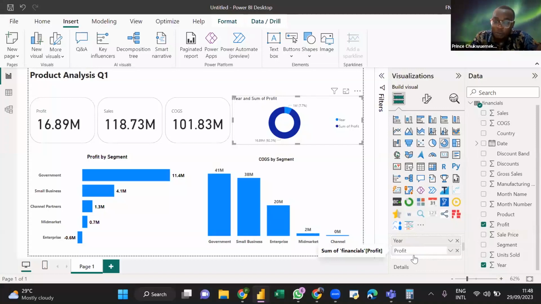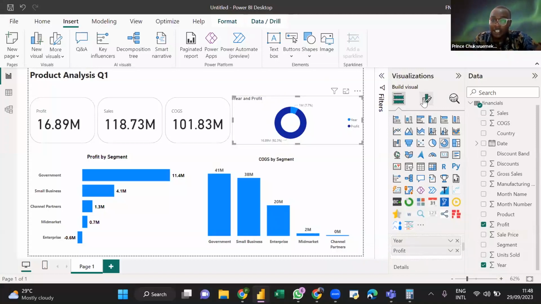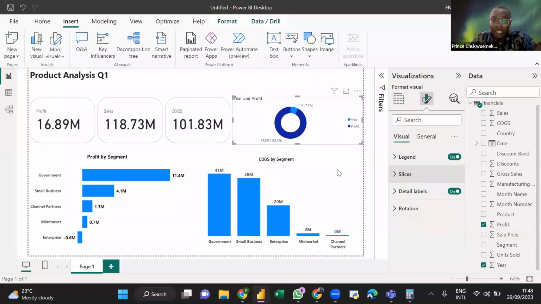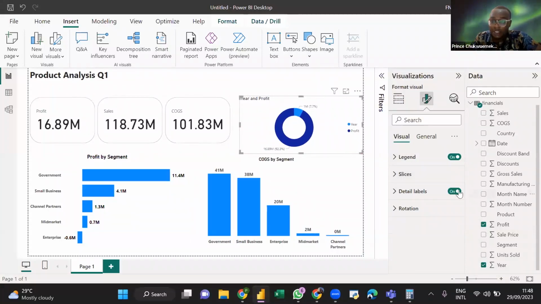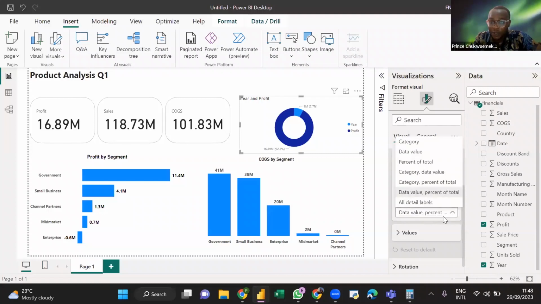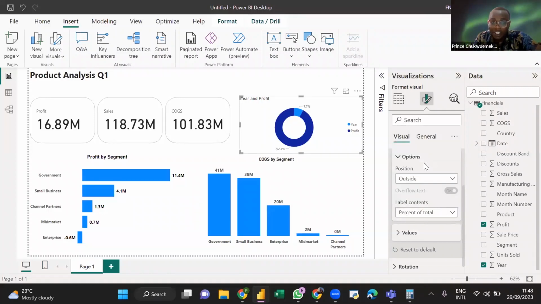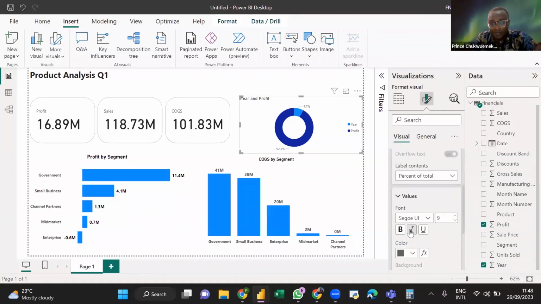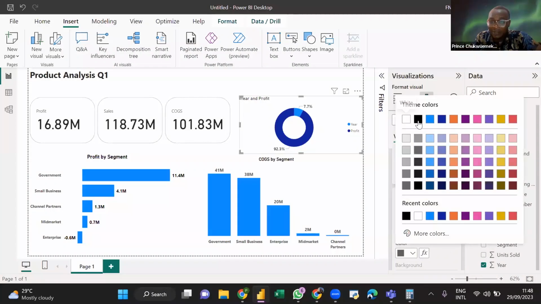You want to use it to show percentage. And here, I want to see what I'm doing by different year, something like this. So I'm going to go to detail label, and I'm going to configure this to show me the percentage of total. And we can get the values to show much better, then make this be black.